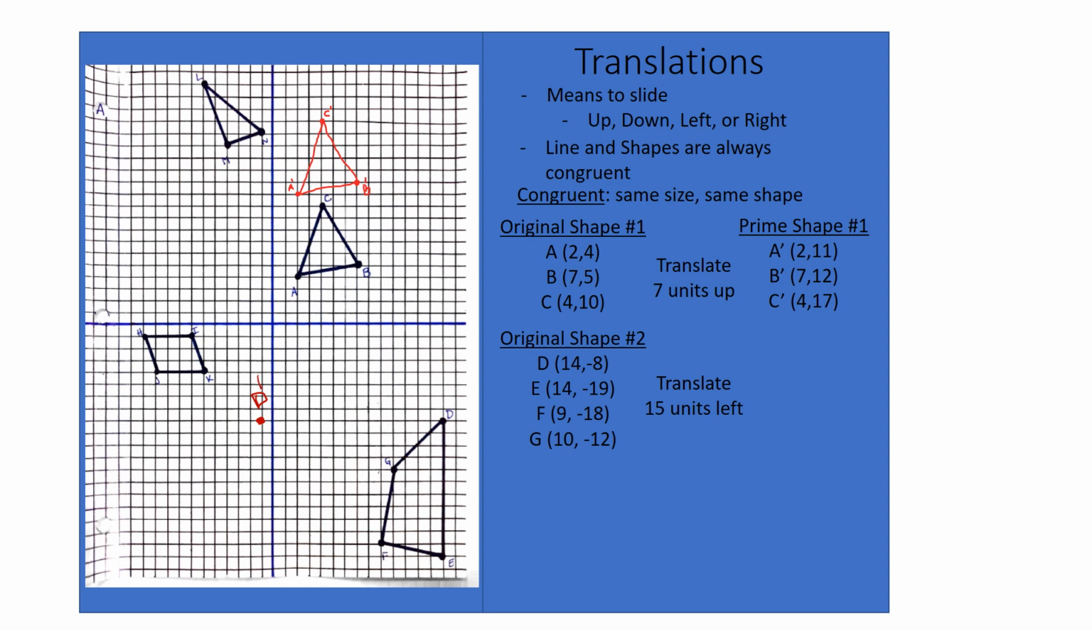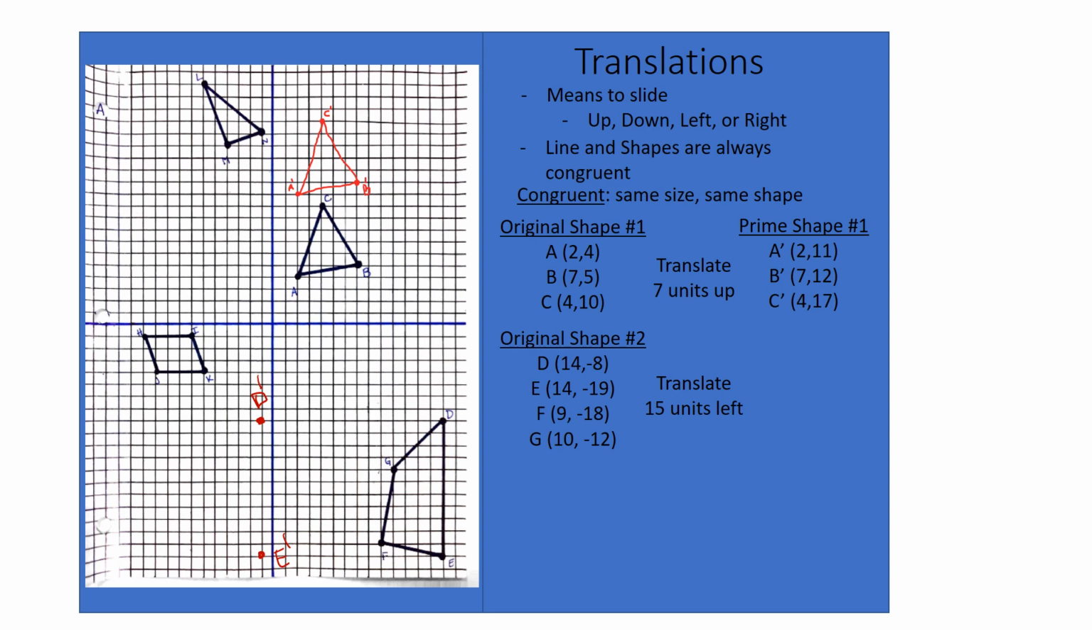For point E, again, put your pencil on the point and go 15 units left. 1, 2, 3, 4, 5, 6, 7, 8, 9, 10, 11, 12, 13, 14, 15. Again, I can go ahead and label my points. And I'm going to label that one E prime.